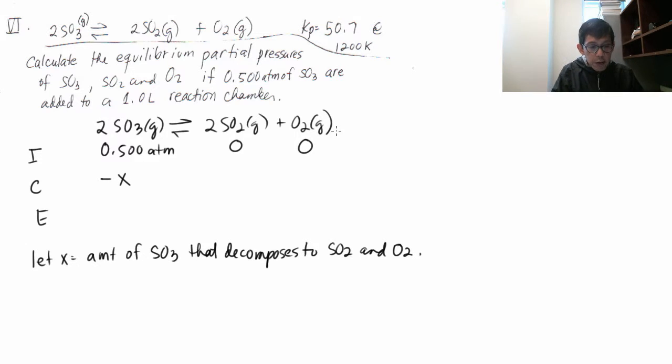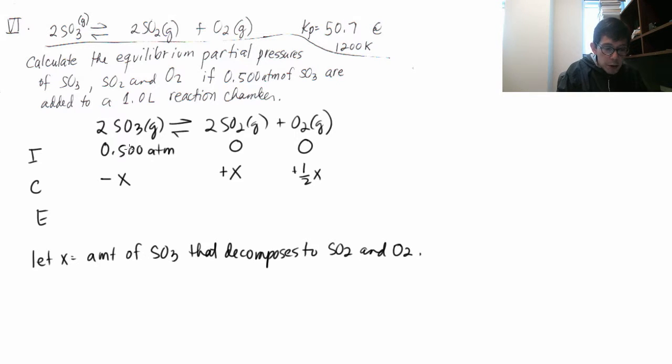Look at the balanced equation. For every two of these you make two of these, so this is also X, but this time it's plus X. Minus because on the reactant side you are consuming reactants, on the product side you are making products, so it's plus. What about O2? If you look at the balanced equation, for every two SO3s you produce one O2, so it's 1:2. So if this is X, it follows that this is plus 1/2 X. So that will be the change.